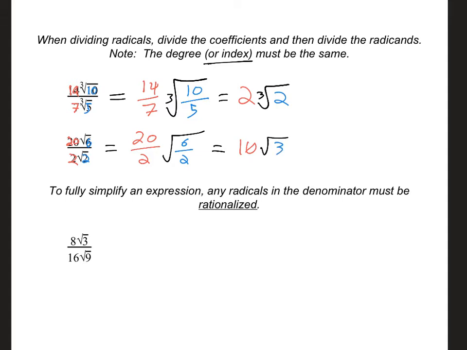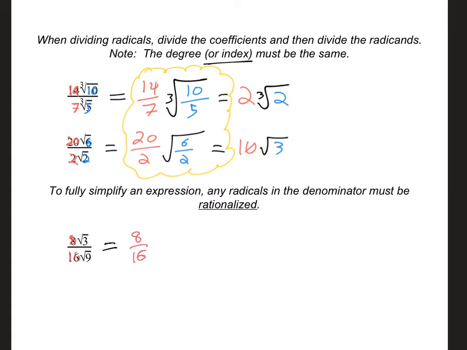Now, you don't necessarily have to show this intermediate step, depends on what your teacher's preferences are, but I'm just showing it to kind of show the full process of what's going on here. Alright, now when we divide radicals, it's possible that we could get a radical in the denominator, similar to this next example. So we have 8 over 16.